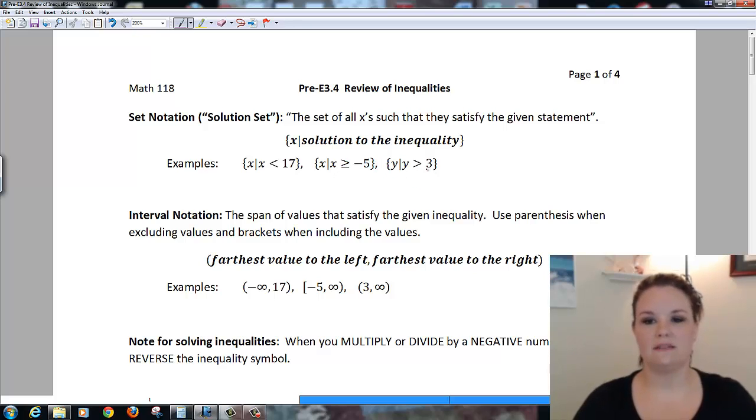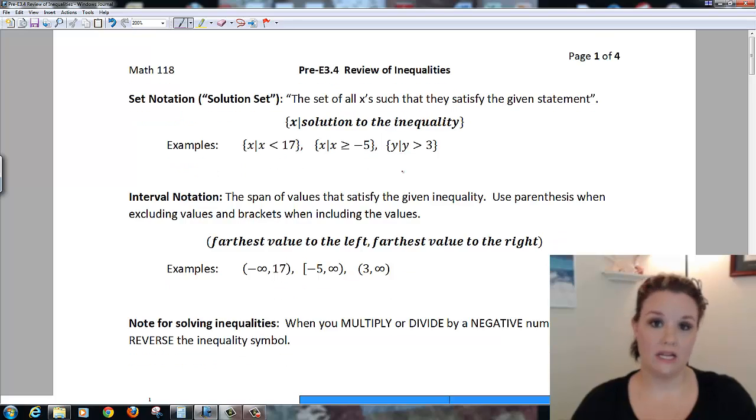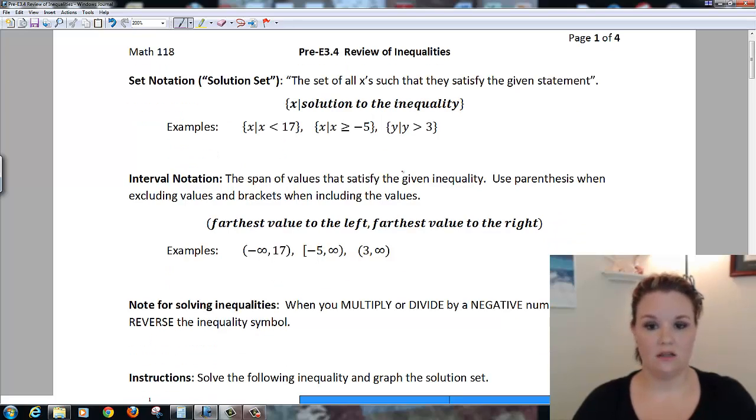And then I did some other ones too. X is greater than or equal to -5. Also, if your variable is something other than x, make sure in your solution set you use whatever variable the problem gave you. So here, if we were dealing with y's, we would put the set of all y such that y is greater than 3. So that's the solution set or the set notation.